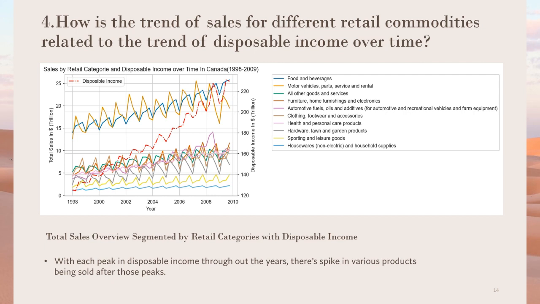How is the trend of sales for different retail communities related to the trend of disposable income over time? Here we are looking at the relationship between the year and total sales compared with disposable income. For each peak in the disposable income, there is an increase in the sales. Food and beverages and motor rental have shown a high increment when compared to the other products over the year.